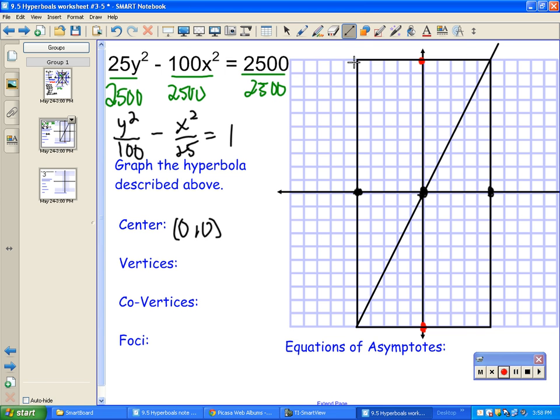Okay, so what the heck, let's draw the asymptote lines in right now. There's one asymptote line. There's another asymptote line. We can get to those equations in just a little bit here. Extend it out.